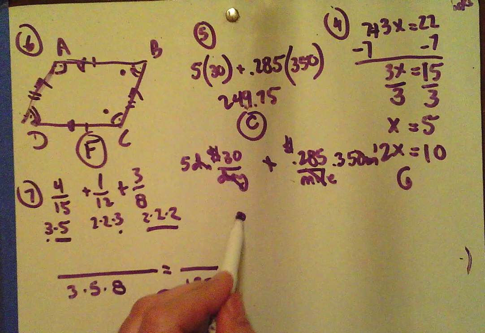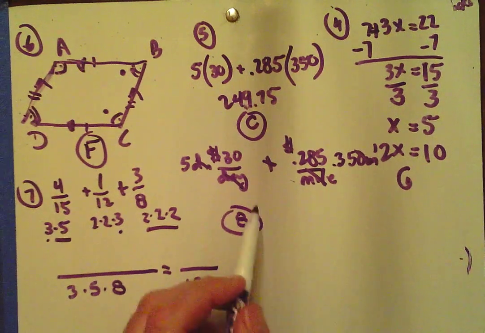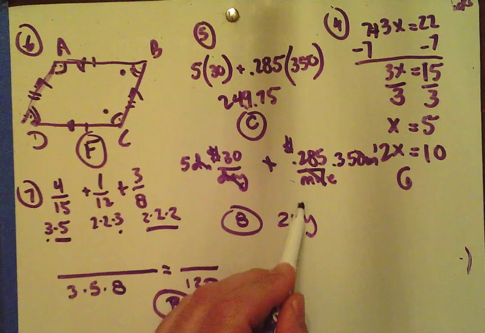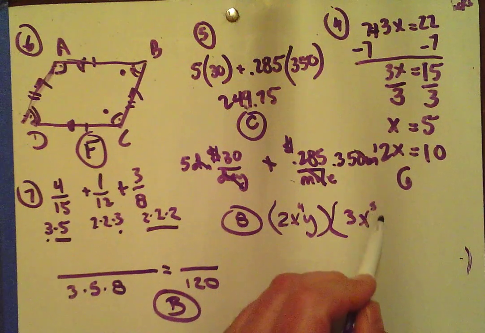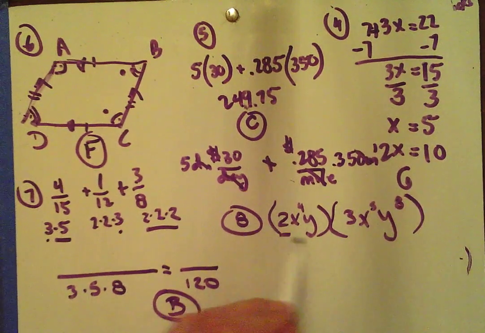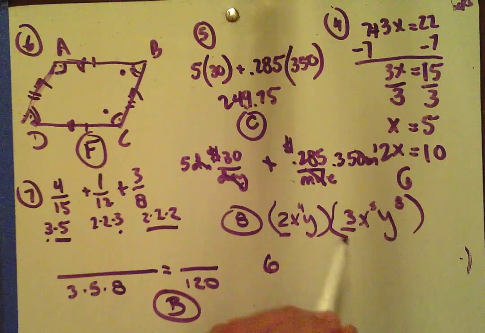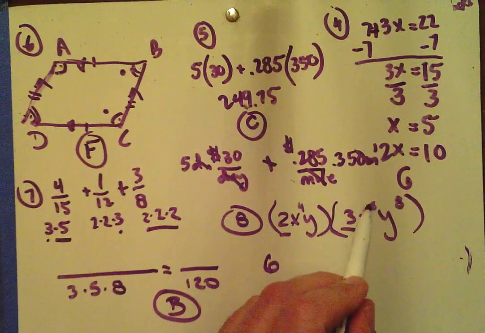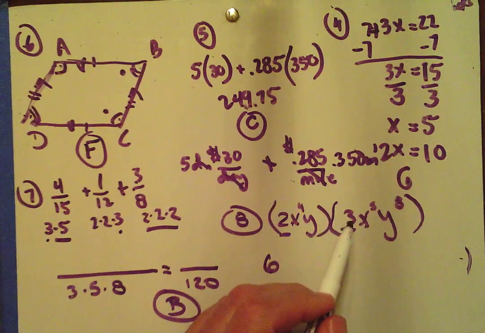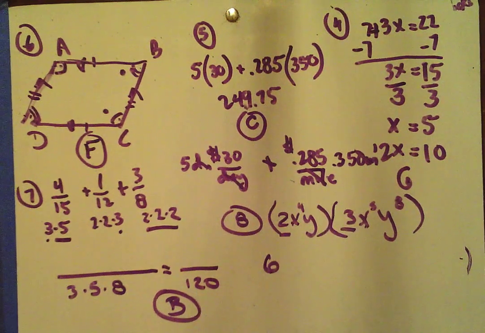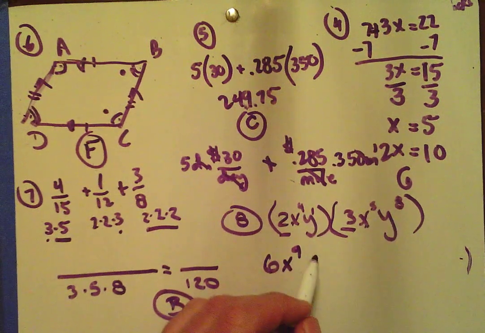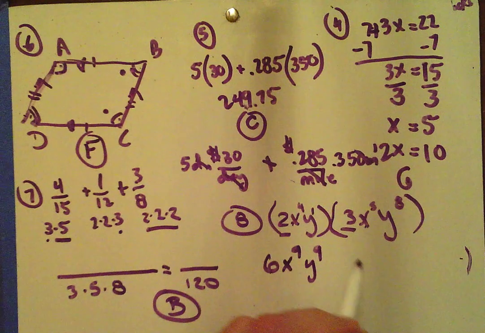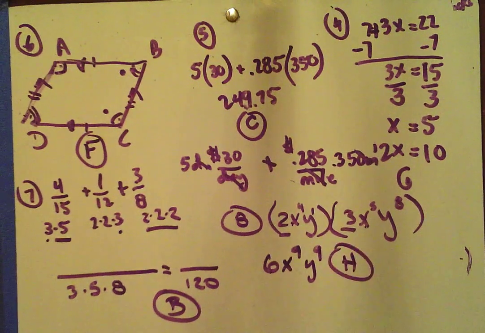Okay, let's take a look at 8. 8 says I'm multiplying 2x to the 4th y times 3x to the 5th y to the 8th. Well, in multiplying, 2 times 3 is going to be 6, but multiplying when the bases are the same and we have these exponents is a little different. Remember, when the bases are the same and we're multiplying, we add the exponents. So 4 plus 5 gives me x to the 9th. 1 plus 8 gives me y to the 9th. And that is choice H. Choice H for number 8.